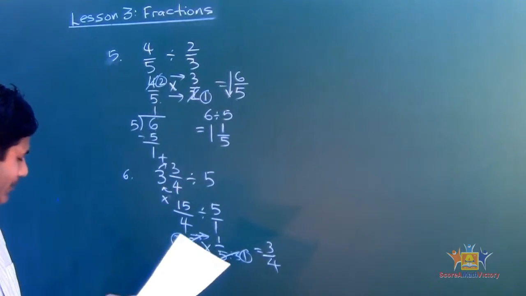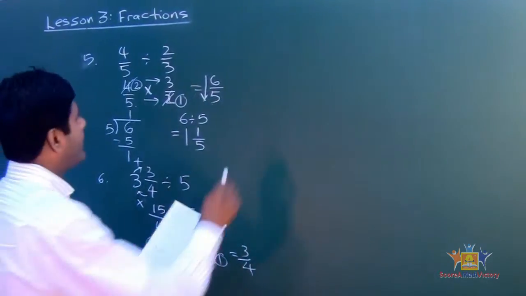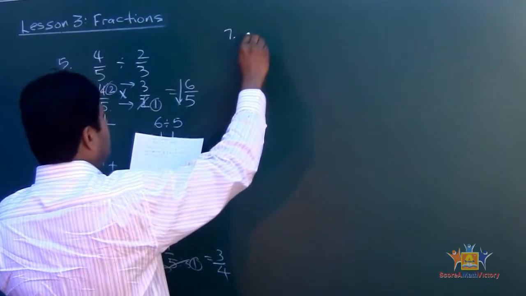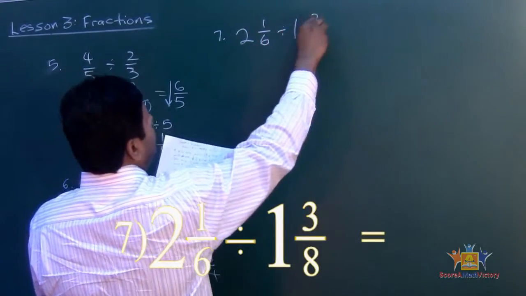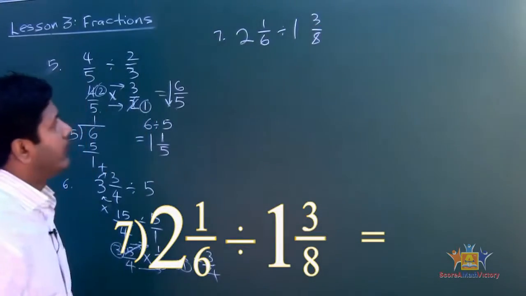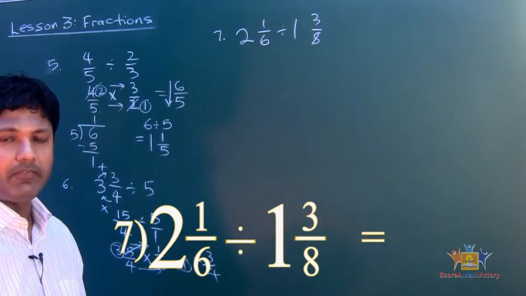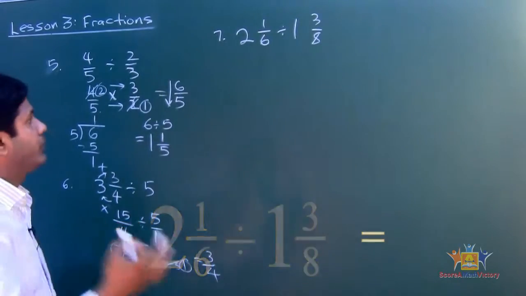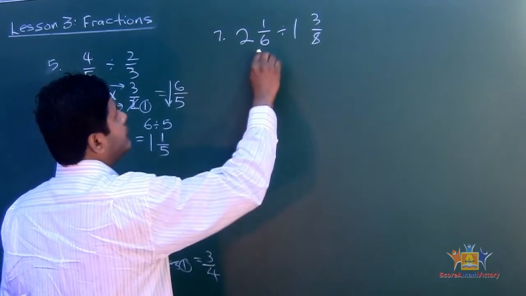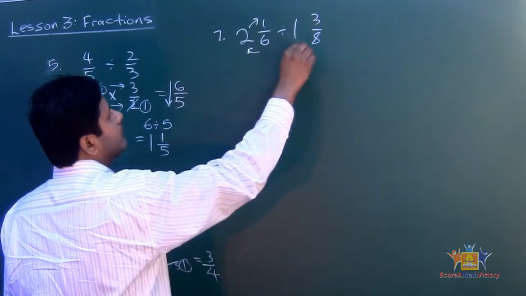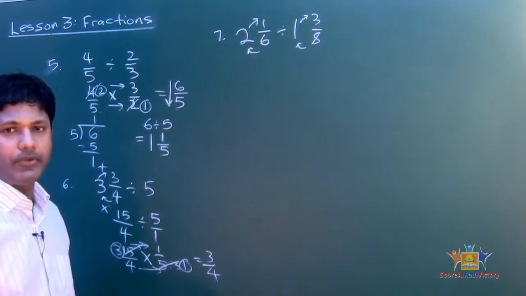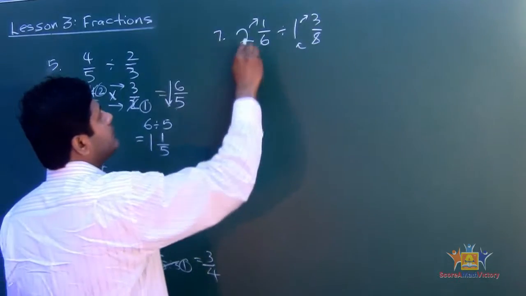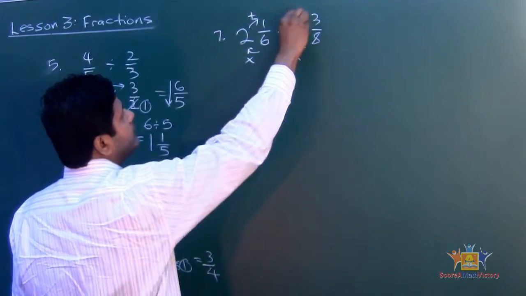All right, let's do problem number 7. Problem number 7 gives you 2 1 over 6 divided by 1 3 over 8. Both of them are in the form of mixed numbers, so we're going to change them into fractions. They will be improper fractions, but it doesn't matter as long as it's a fraction. We're going to use the semi-rotation method: multiply first, then add.